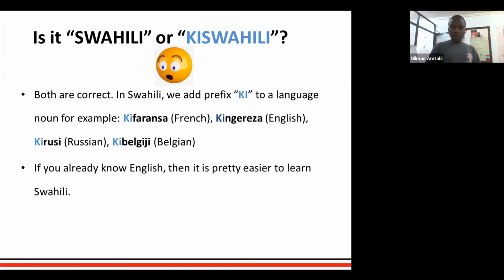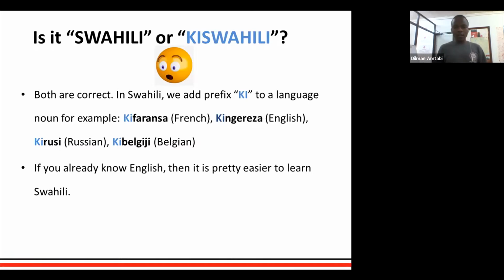So in Swahili, we add the prefix ki to any language noun. For example, we say Kifaransa. So ki is just a prefix. Kifaransa means French, Kiingereza is English, Kirusi is Russian, and Kibelgiji is Belgian.